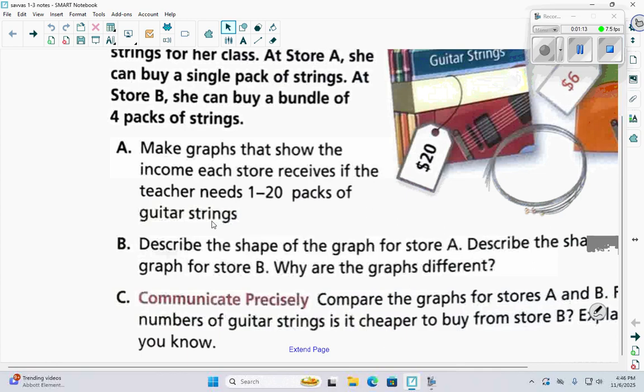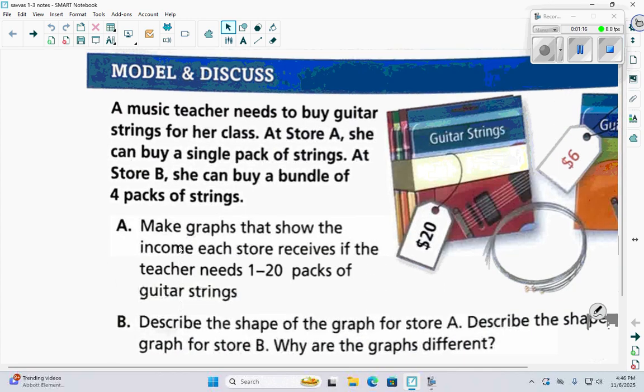Okay, here we go. So this was in your workbook, not in the book, in the workbook. You had this, and they gave you a graph to do it on. You could sketch it on another sheet of paper if you need to. But you're going to make graphs showing the income for each store as you receive it if the teacher needs to buy 1 through 20 packs of guitar strings.